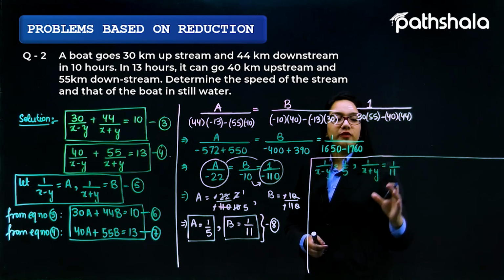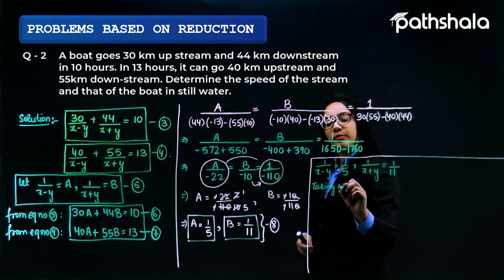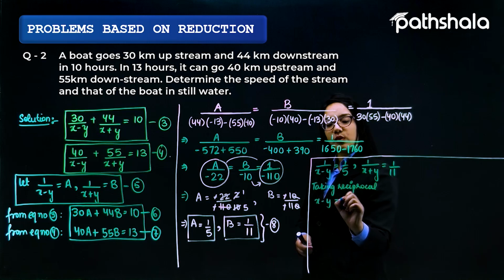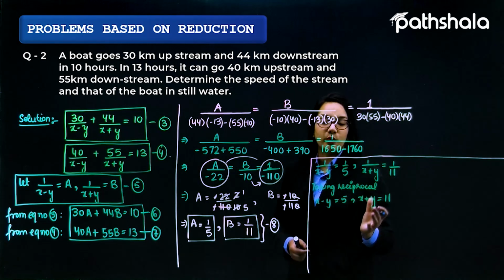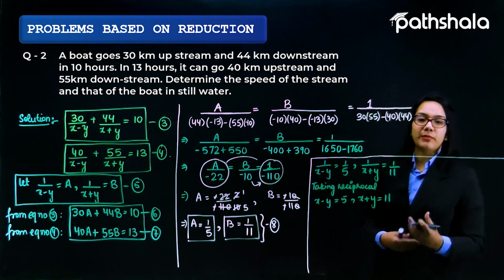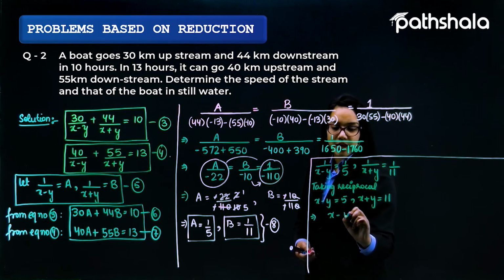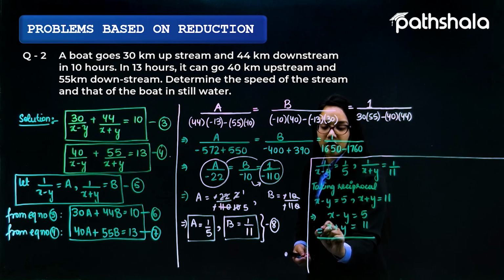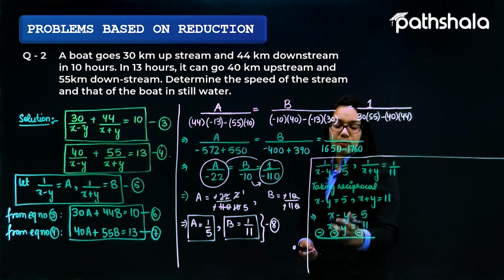Take the reciprocal of both of these equations. Taking the reciprocal, we get X minus Y is equal to 5 and X plus Y is equal to 11. Now let's solve both of these equations using the elimination method. We can subtract these equations, or we can also add them. Let us suppose I am subtracting them.